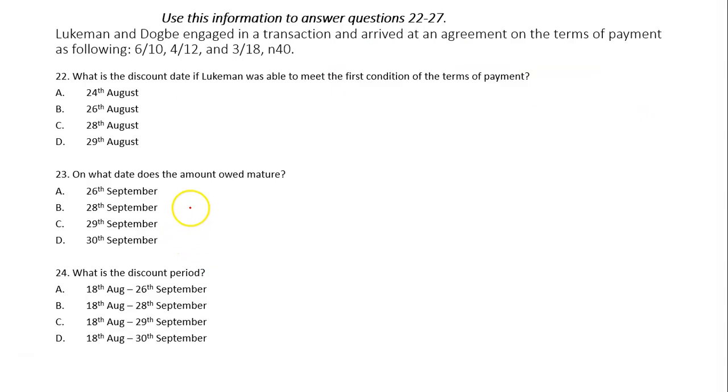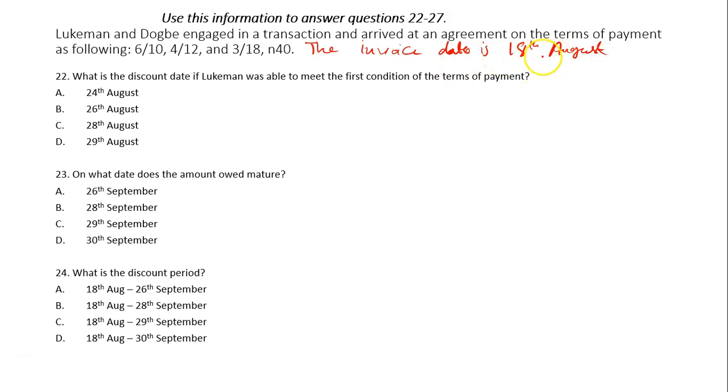So let's proceed to the next question. Use the information to answer question 22 to 27. Lukman and Dogbe engaged in a transaction and arrived at an agreement on the terms of payment as following. But the question is not complete. The question says the invoice, let me write the invoice date is 18th August.